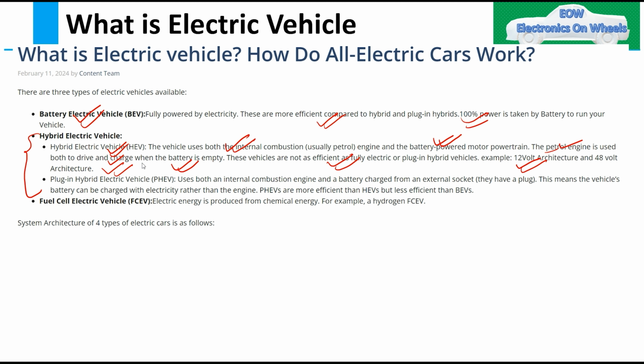I will show you that when you are using 12-volt architecture, how many kilowatts of motor you are going to use, and when you are using the 48-volt architecture, how many kilowatts of motor you are going to use. So one is hybrid vehicle, and the other one is plug-in hybrid. Plug-in hybrid uses both internal combustion engine and battery charged from the external socket.